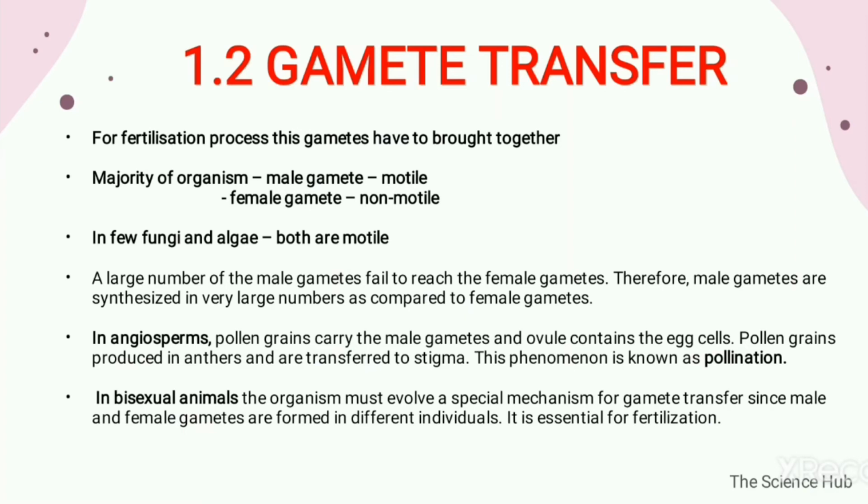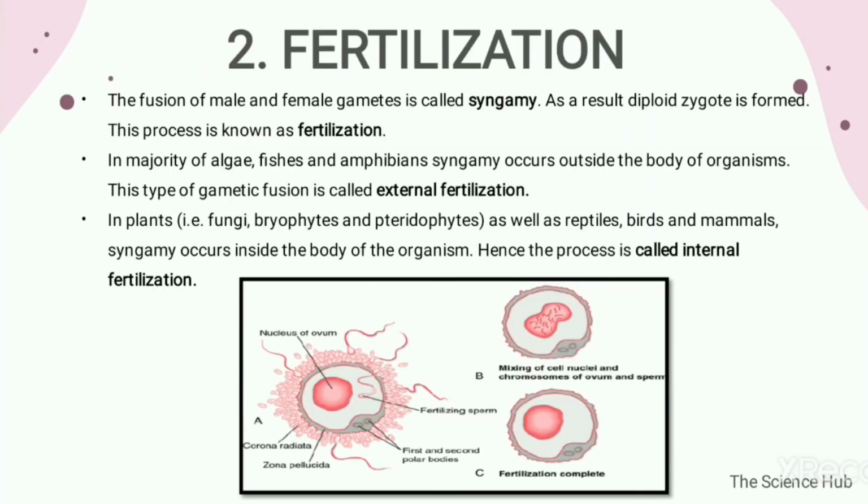Pollen grains are produced in anthers and are then transferred to stigma. This phenomenon is known as pollination. In bisexual animals, the organism must evolve a special mechanism for gamete transfer since male and female gametes are formed in different individuals. It is essential for fertilization. Coming towards second event, that is fertilization.